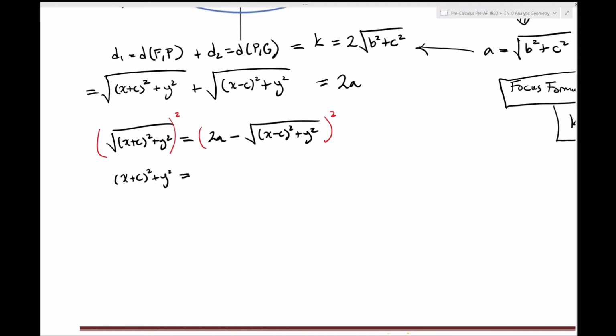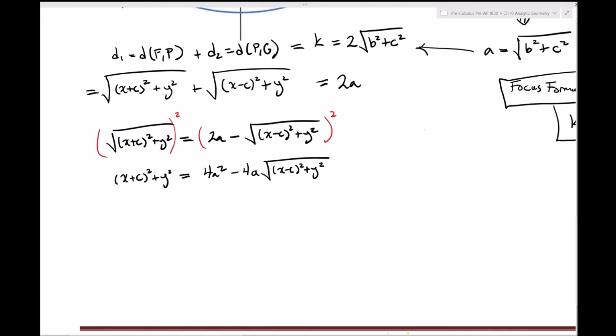So first, the expansion portion. So how do I expand that? That's a binomial squared. A binomial squared comes out as a perfect square trinomial. You take the first term, 2a, and you square it, 4a squared. You take the two individual terms, signs included, you multiply them, and then you double the result. So that's going to be minus 4a times the square root of (x minus c) squared plus y squared.